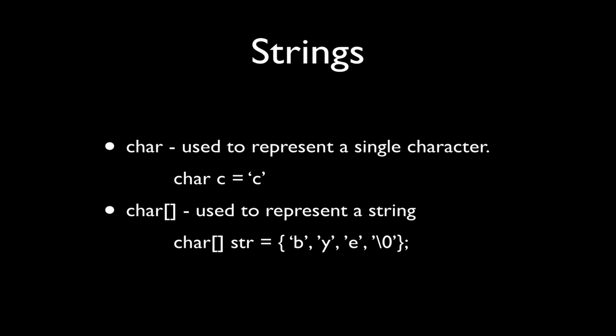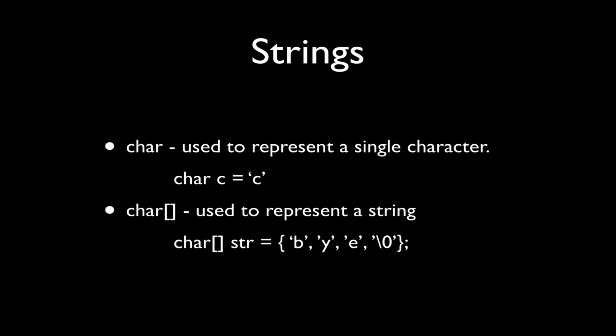So in C, we've seen that a char represents a single character. Hence, we can define a character c to hold a single character value. Well, in C, we represent strings as arrays of characters. In the second example here on the screen, you can see the variable str, which I've defined as a character array and initialized to the characters b, y, e, and then a funny character, a \0. This forms or represents the string bye.